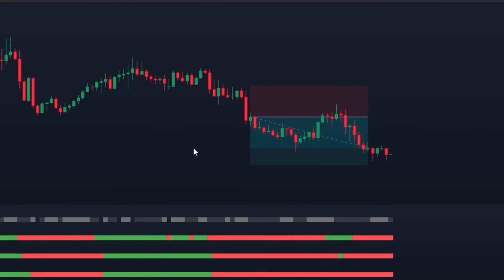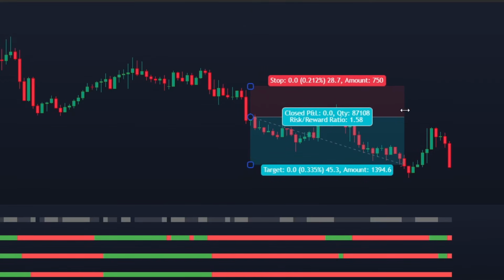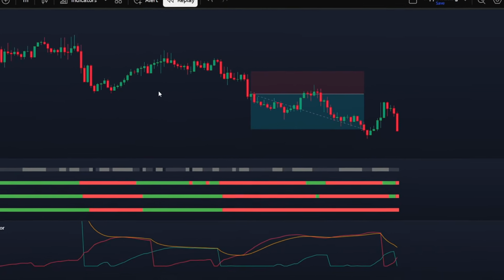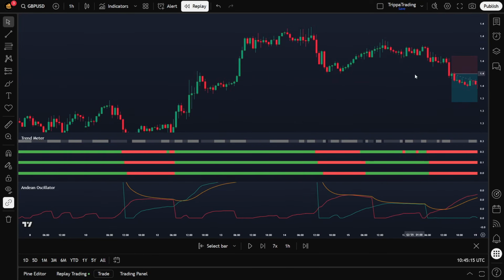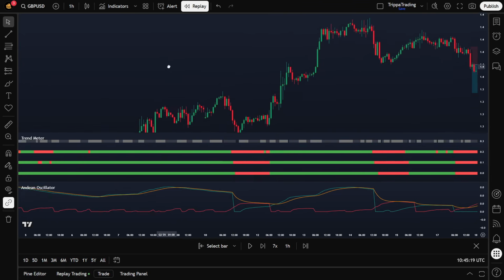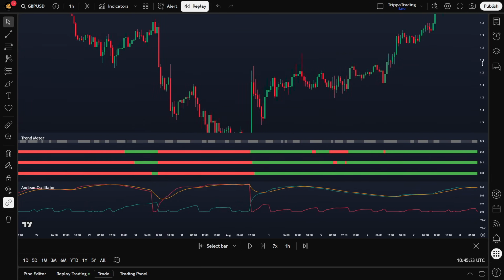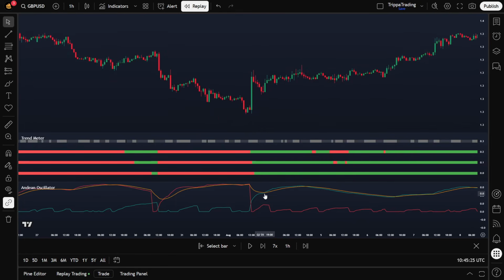Now, one thing you'll notice is that these signals hold well during trending markets, but can still fail during flat conditions. That's why patience is key. If the orange line in the Andean oscillator is on top, it means the market is ranging. Best to skip trades during those periods. Waiting for the clear transition where green or red takes control will filter out most losing setups.